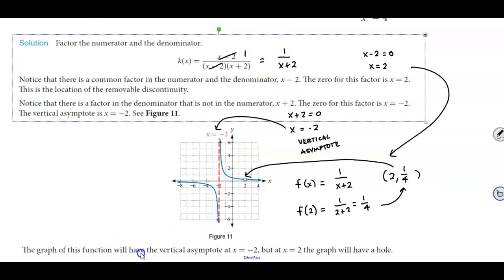So the graph of this function will have a vertical asymptote at x equals negative 2, but at x equals positive 2, the graph will have a hole.